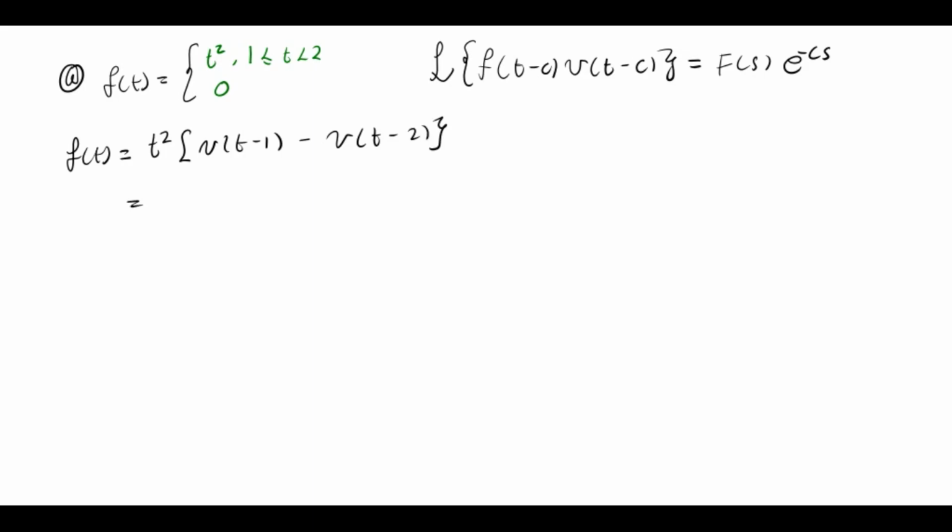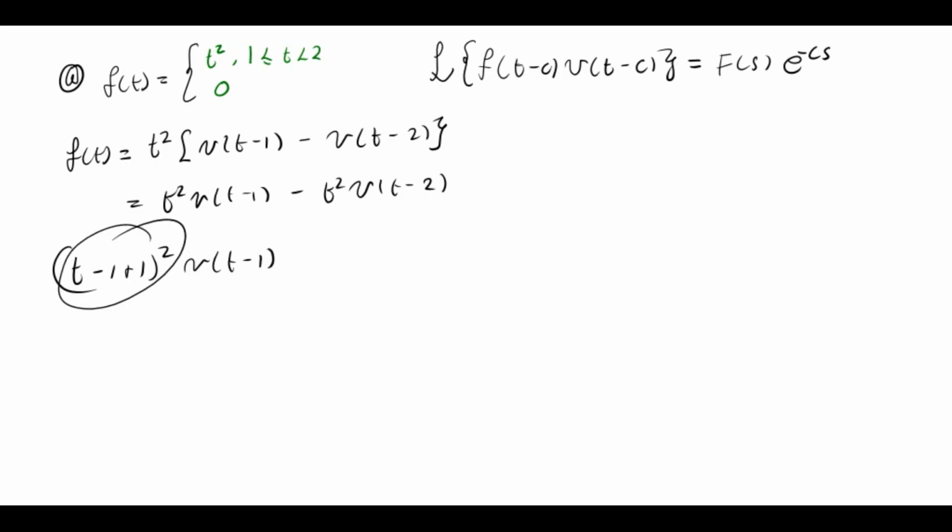So if we expand this, that's going to be t squared u of t minus 1 minus t squared u of t minus 2, like that. Okay, so let's just ensure this has been shifted by the right amount. So let me start with this one. This is going to be written as t minus 1 plus 1, then I square it, then u of t minus 1.